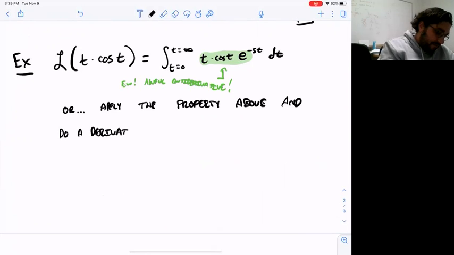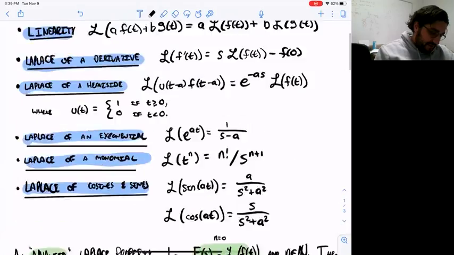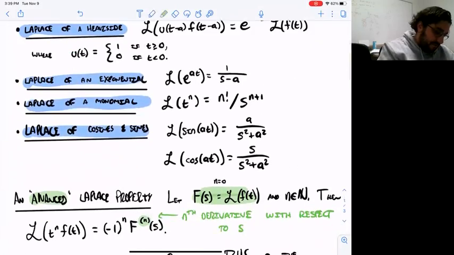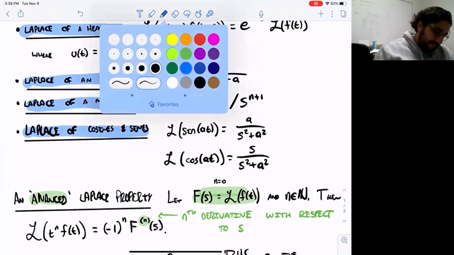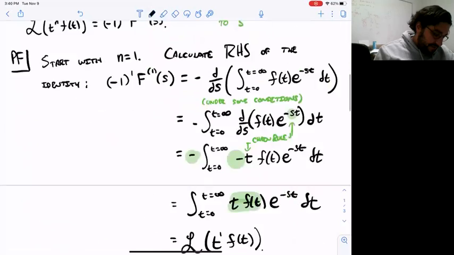So let's take this property and we're going to do this derivative instead. So here, what do I need? Well, I need the Laplace transform of that function without the t on it, right? So the Laplace transform of cosine of t is up here. So I'm going to use this property: the cosine of at has Laplace transform s over s squared plus a squared. So let's do that.